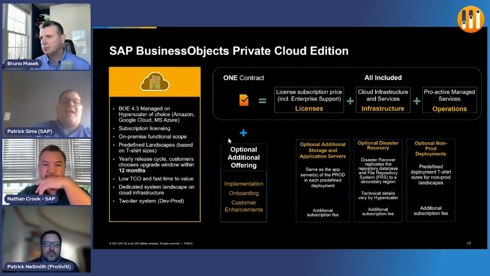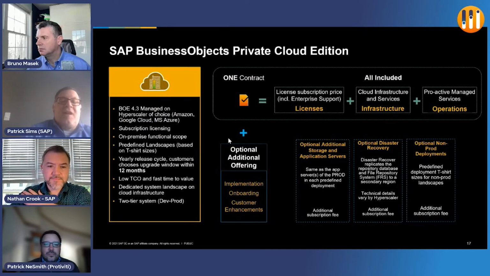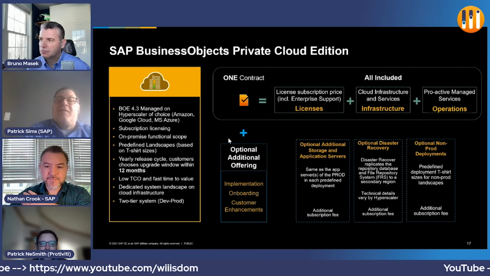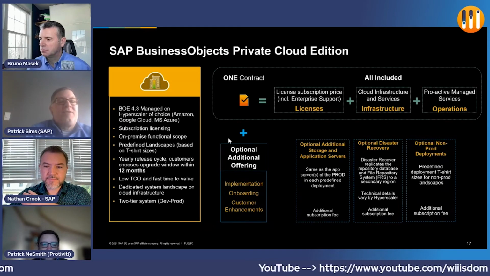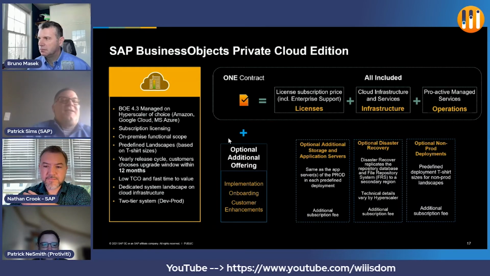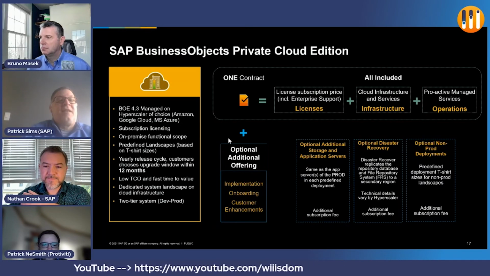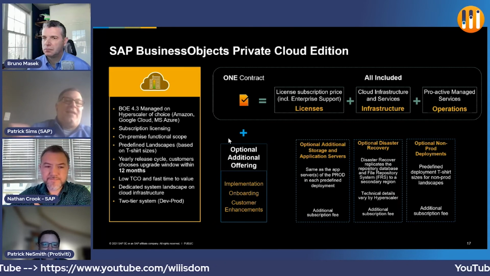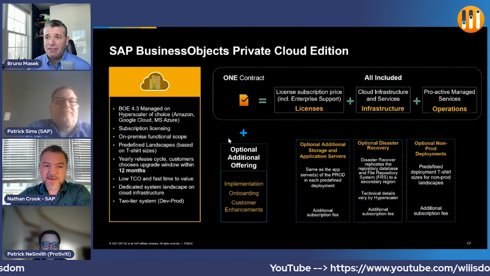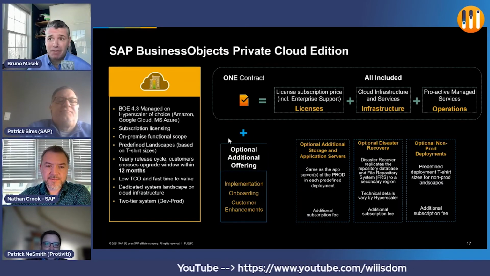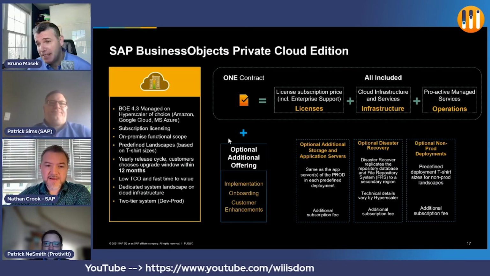And then this is really just a summary of everything from what's included to the optional offerings that we have on our side, from anything from disaster recovery to non-productive deployments to additional storage and different app servers. It talks about the t-shirt sizes, the yearly release cycle, etc. So this is really the end, the summary of what PCE is. Hey, thank you very much, Nathan. Do you have anything you want to share with the audience about PCE?